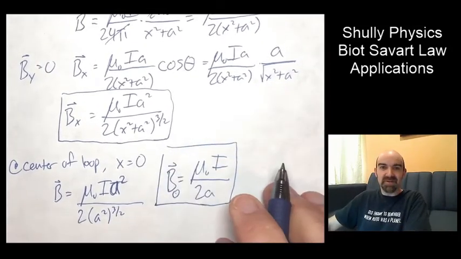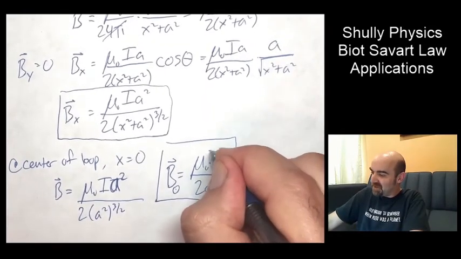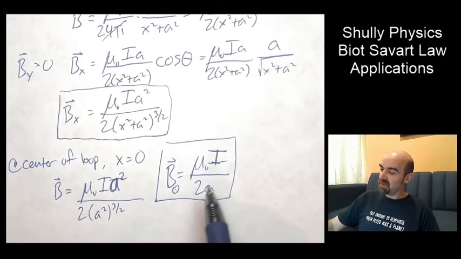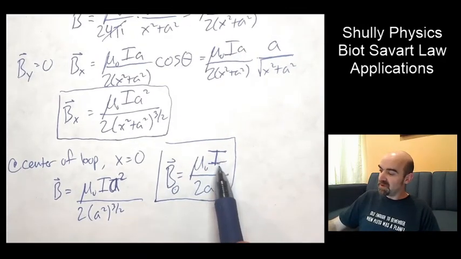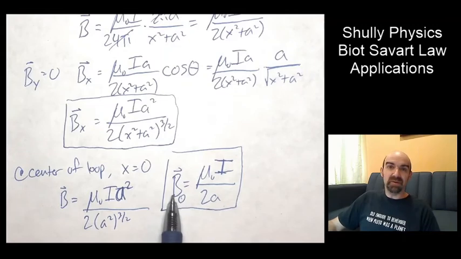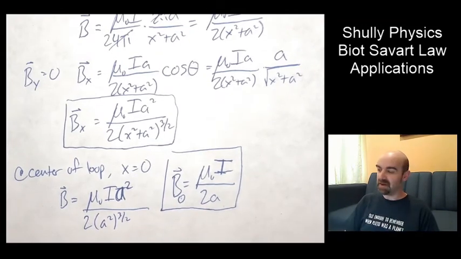There it is. Okay, another nice simple application. If we've ever got a loop or coil, then that's the magnetic field due to a current running through that coil, and that coil has a radius a. So the smaller the a, the greater the field, the closer that position is to the wire. That should make sense also.